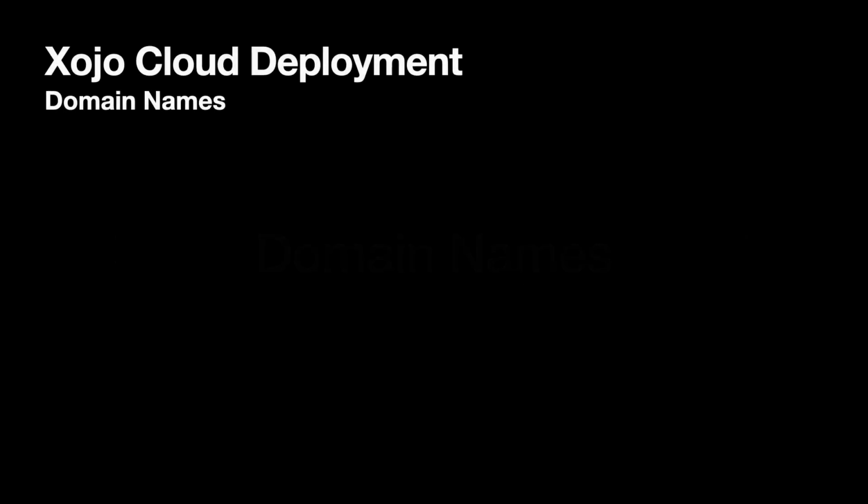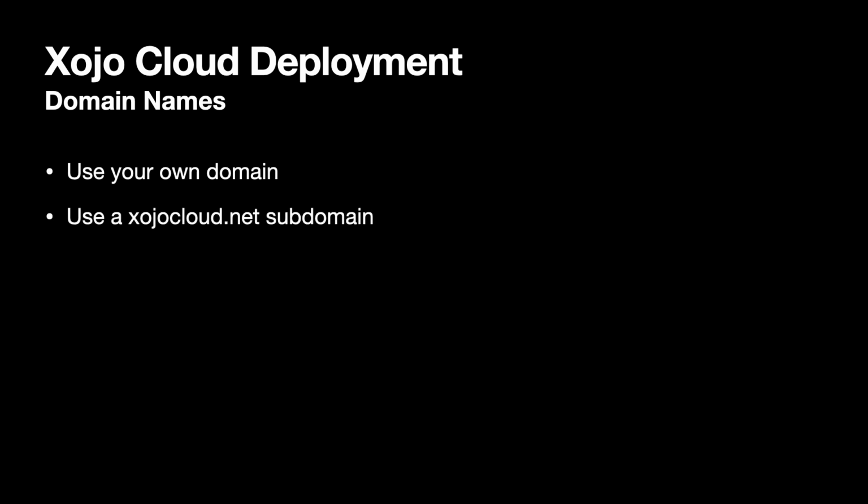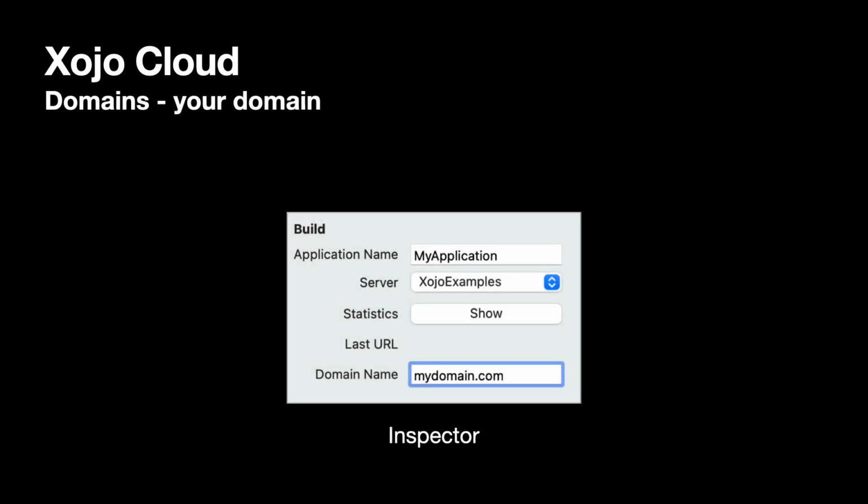Now, in terms of domain names, you've got two options. You can use your own domain if you'd like, or you can use a xojocloud.net subdomain. Now, if you want to use your own domain, in the inspector, just type in your domain in the domain name field. And if you're going to use your own domain, make sure you go to whoever provides your domain name and point the domain at the IP address for your Xojo Cloud server. And I'll show you where to find that in a bit on the Xojo Cloud control panel.